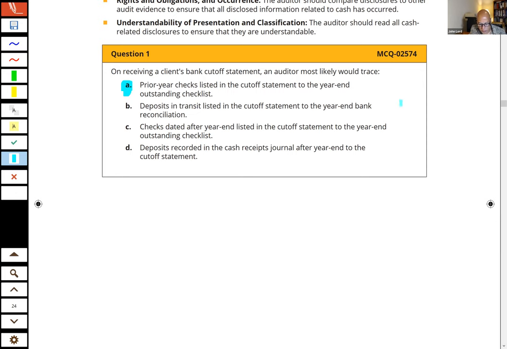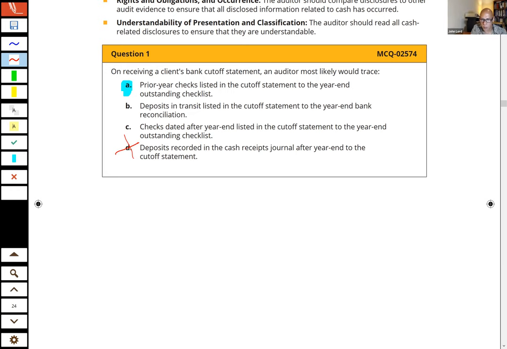They're asking us about the bank cutoff statement, and they're saying that the auditor would most likely look at, and let's start from the bottom, D. Deposits recorded in the cash receipts journal after year end to the cutoff statement. Well, that's next year's issue. I don't know why we'd be worried about disbursements made after the financial statement date. That's not affecting our financial statements at all. So that would be something the auditor would do if they were bored, I guess.